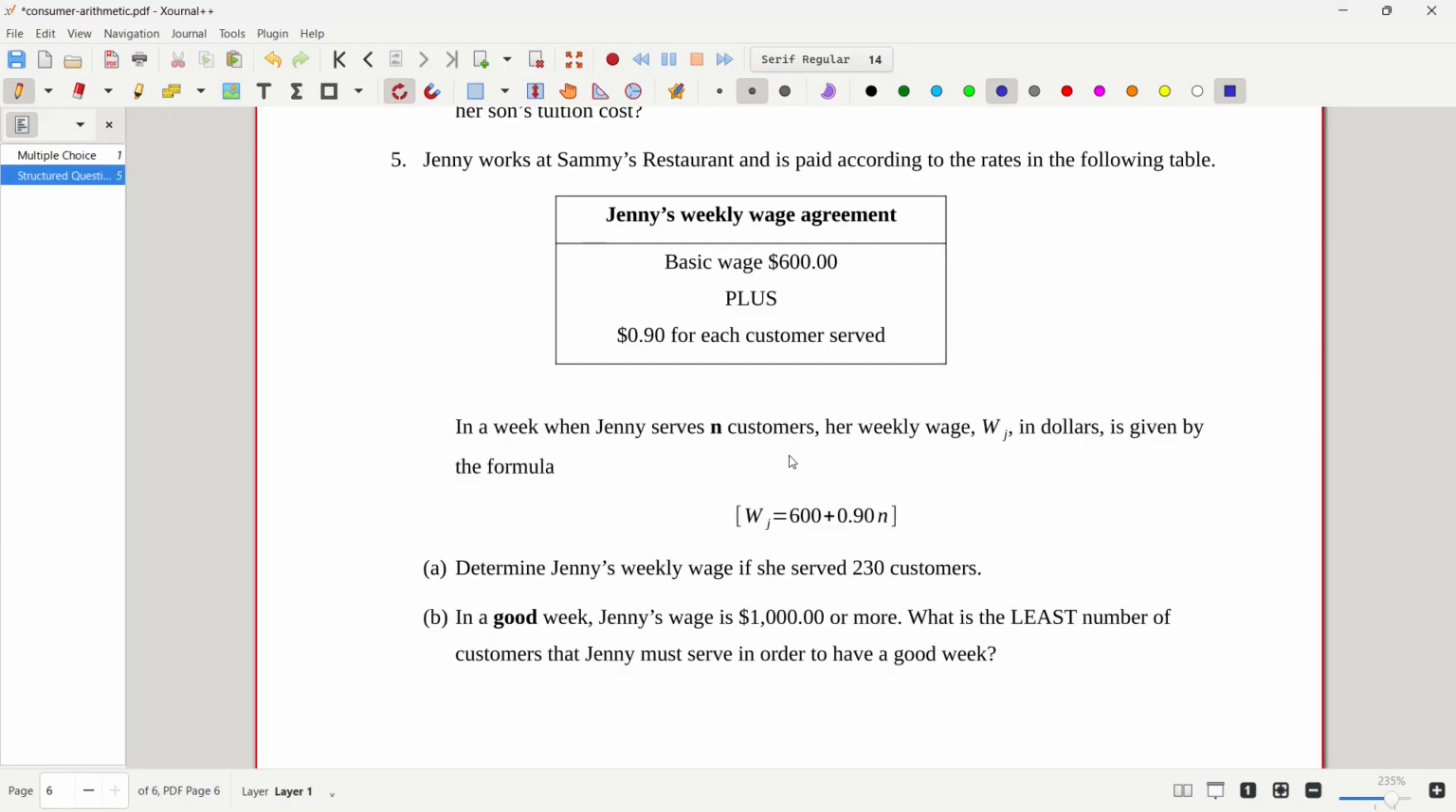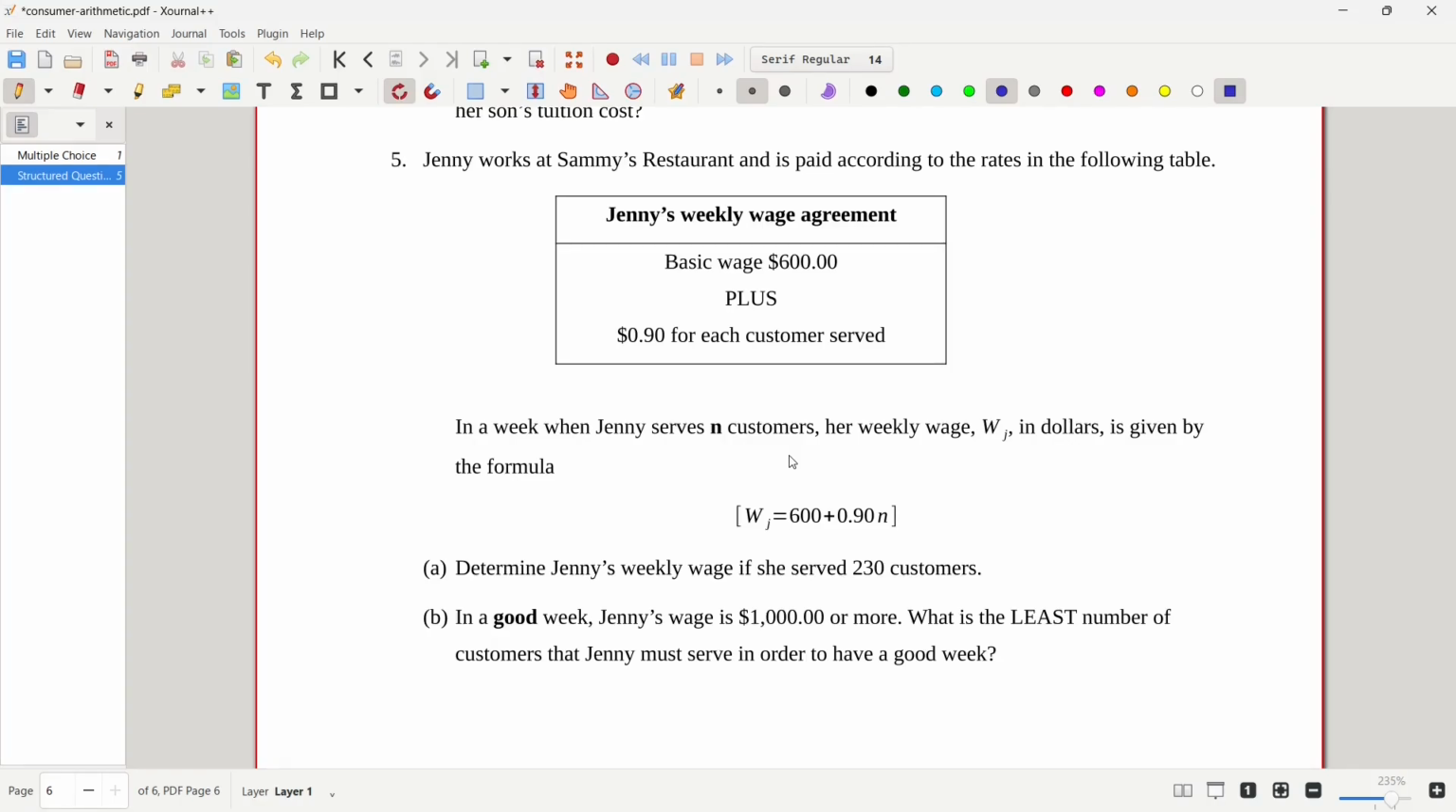All right, last question. Jenny works at Sam's restaurant and is paid according to the rates in the following table. $600 basic wage and 90 cents for each customer she serves. In a week, when Jenny serves N customers, her weekly wage, W subscript J, in dollars is given by the formula WJ is equal to that basic wage plus that 90 cents multiplied by the number of customers she serves. Determine Jenny's weekly wage if she served 230 customers in that week.